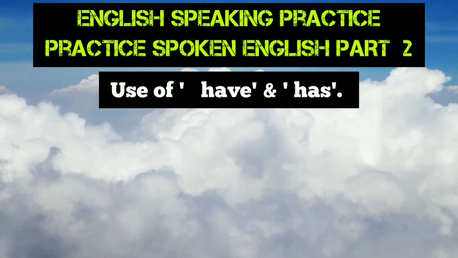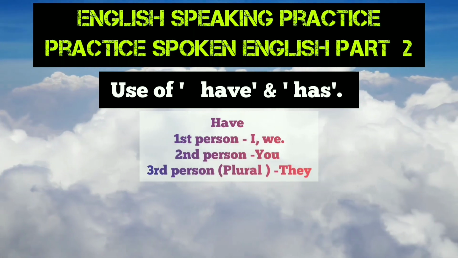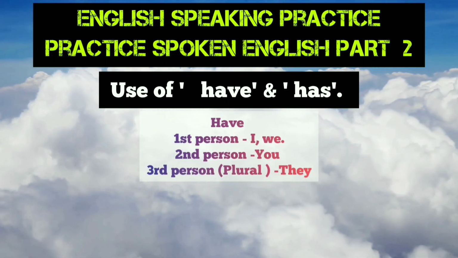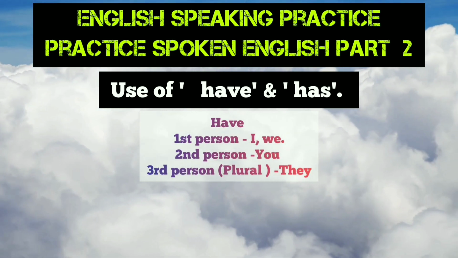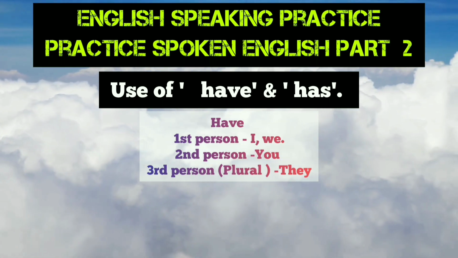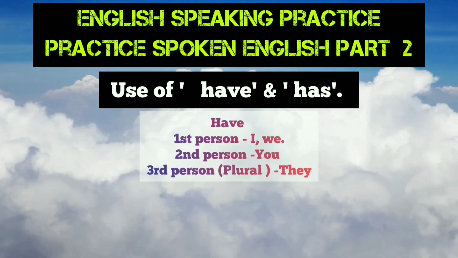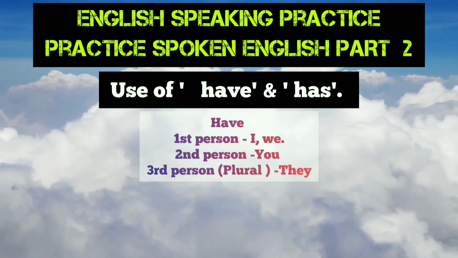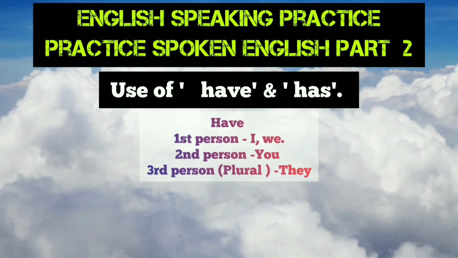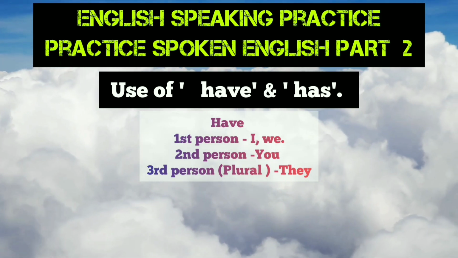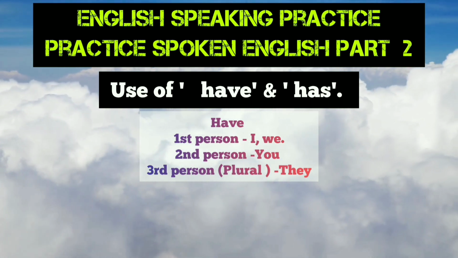As you see on your screen, have is used in the case of first person singular as well as plural. Singular is I and plural is we. And also we use have in the case of second person, that is you, and we use have in the case of third person plural, that is they. So let's see some sentences.